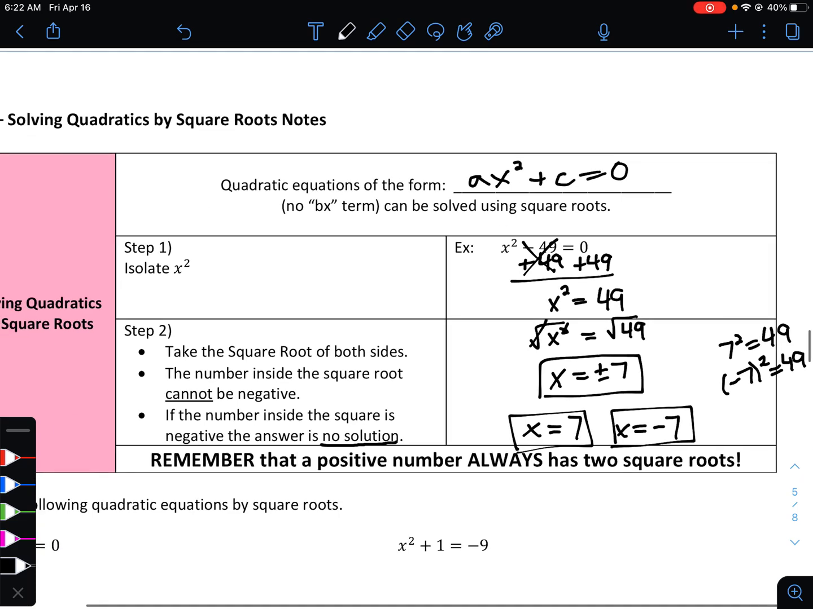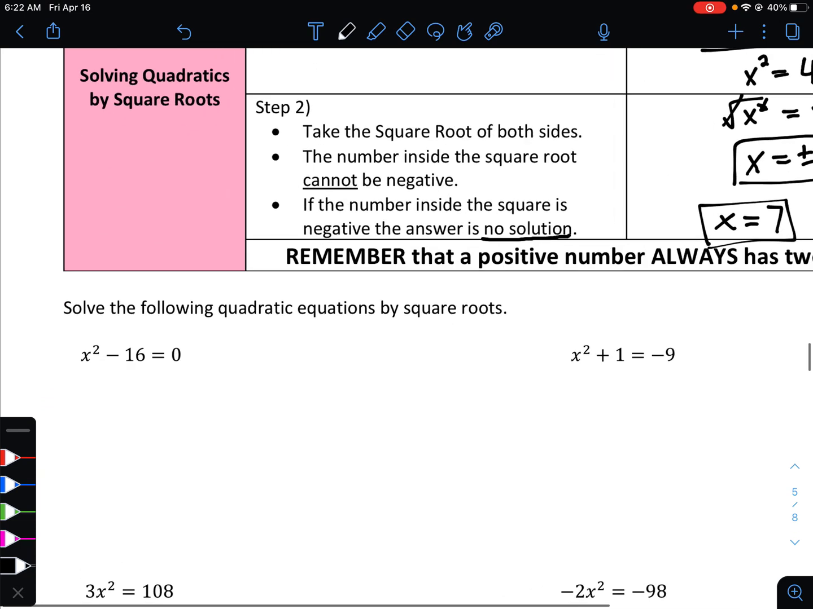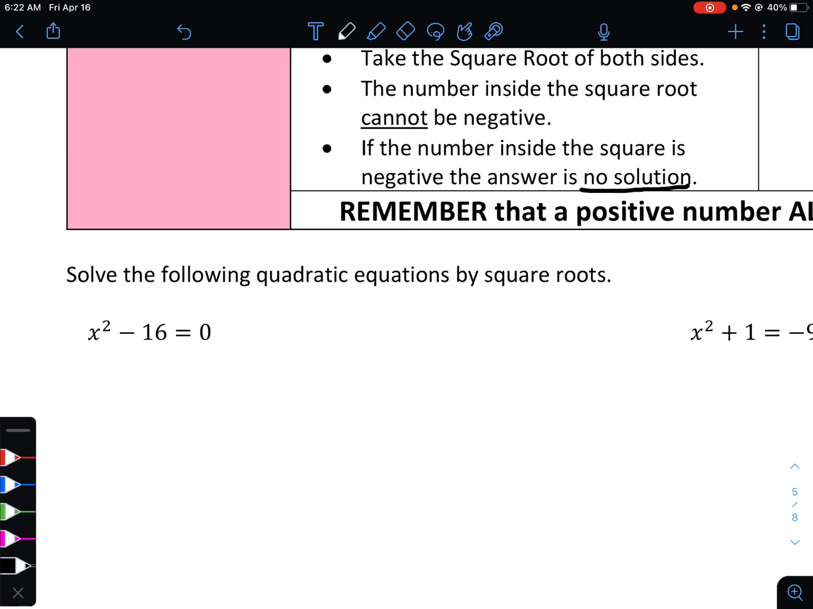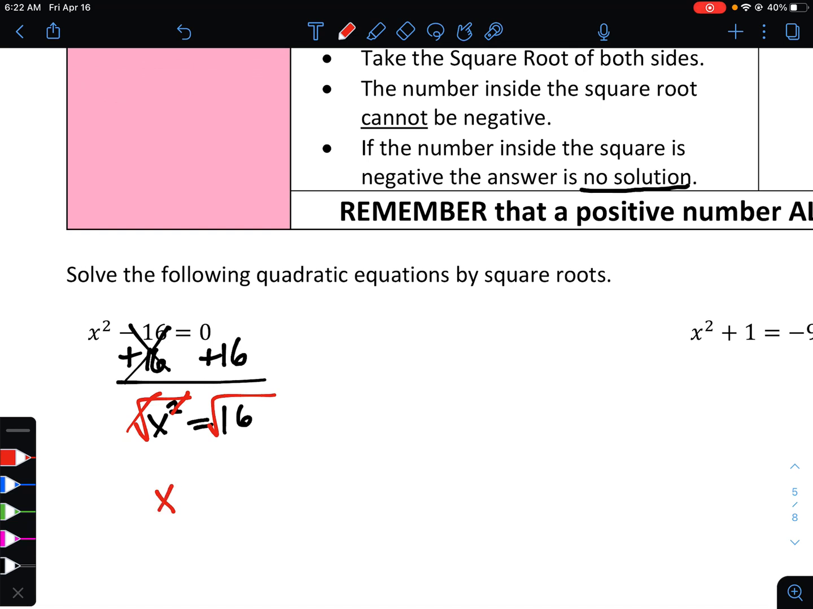Okay, so let's get into some examples. So on this first example, we've got x squared minus 16 is equal to 0. So just like we did on the previous part, we're going to get x squared by itself. So add 16 to both sides. So x squared is equal to 16. Then go ahead and take the square root of both sides. That way square root and your exponent of 2 will cancel. That'll just be x on the left side.